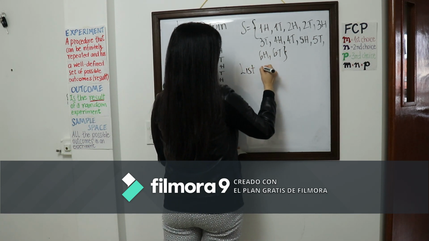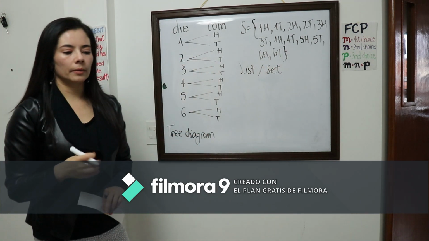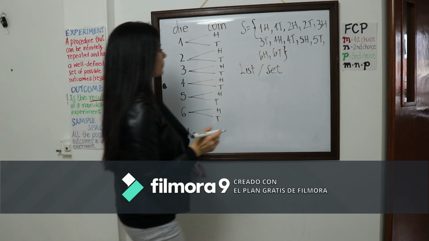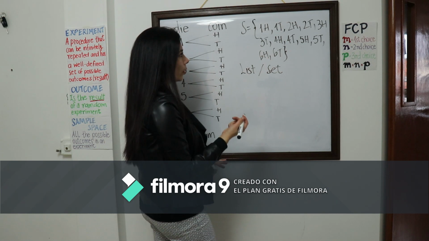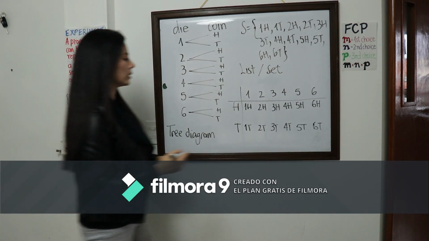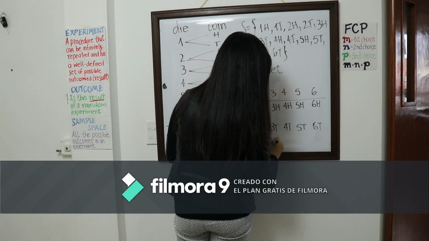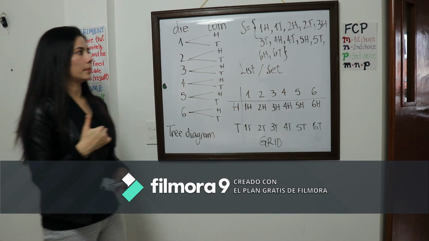Now I know the book shows a different list, but it works. It also works. Now let's think about the grid. How am I going to work with the grid? And so that's our sample space as well. This one we call it the grid. So we have 3 options to represent the sample space.